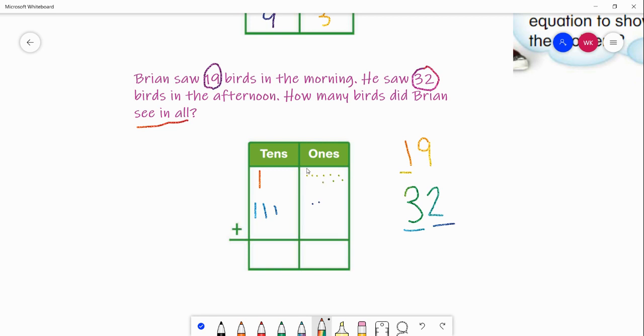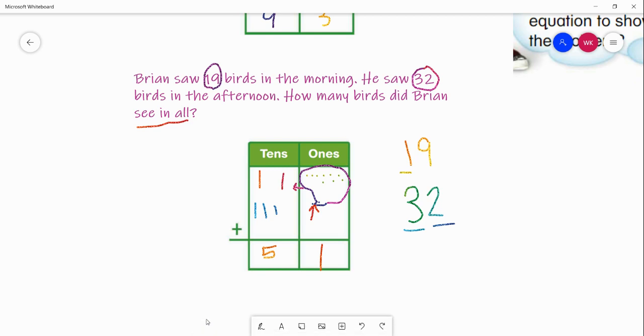So let's count up how many ones we have. We have 1, 2, 3, 4, 5, 6, 7, 8, 9, 10. Let's stop there because remember, if you can make 10 on our one side, you're going to be regrouping it and putting it over to the tens. So now we have one more 10 on our 10 side. And we have 1 left over right there. So we have 1 in our 1 spot. And now let's add up our 10s. 1, 2, 3, 4, 5. So our answer is 51. So 19 plus 32 equals 51. So Brian saw 51 birds in all.